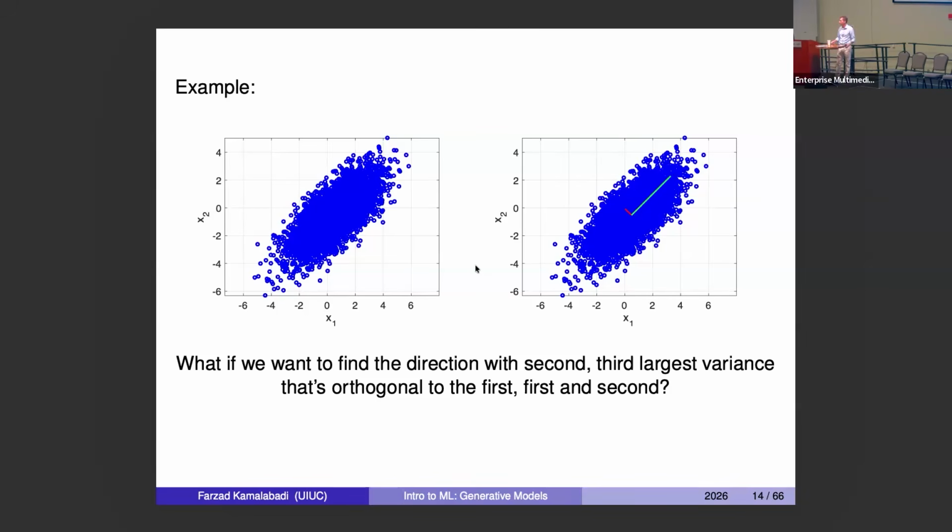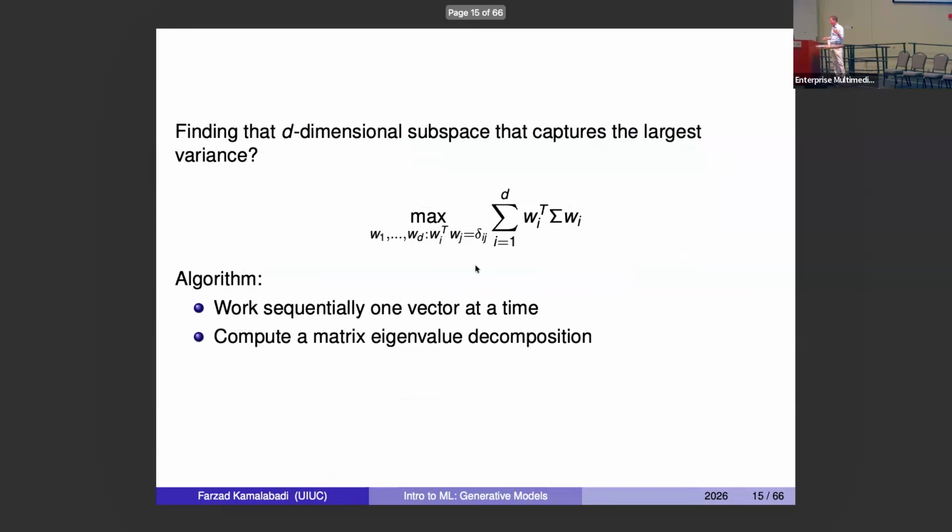Well, as you can imagine, it doesn't change anything because we've already done our decomposition. Eigenvalues are ordered. So basically, we just go through successive operations as before. So what does that mean? It corresponds essentially to finding that d-dimensional subspace that captures the largest variance.